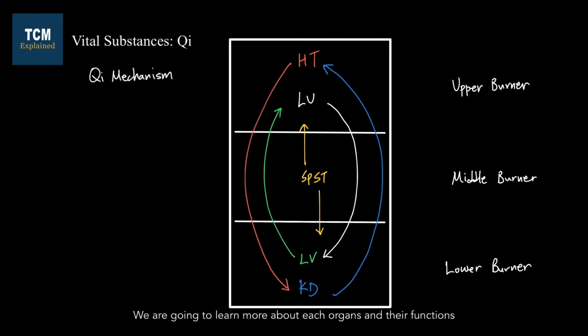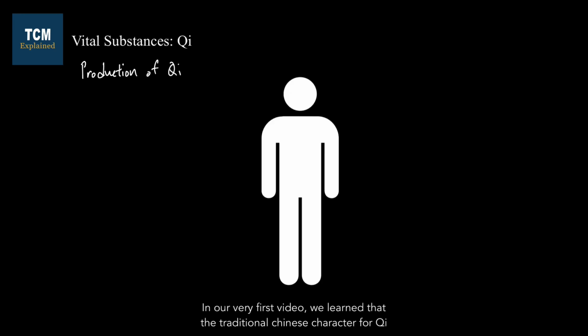We are going to learn more about each organ and their functions in more detail when we get to TCM Physiology series. For now, let's move on to the production of different types of qi in our body. In our very first video, we learned that the traditional Chinese character for qi is a combined pictograph for air and food because qi refers to energy and energy is extracted from the air and food. So air and food play an important role in the production of different types of qi in our body. Let's take a closer look.